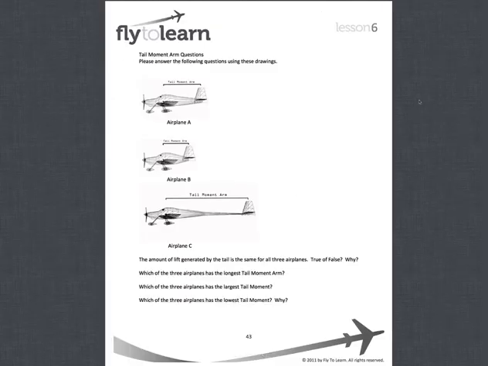And then we ask them about these. And what we're saying here is, hey, if you've got a longer tail moment, what you're trying to get is, hey, you're changing this distance. And that has a big impact on the tail moment. Okay.